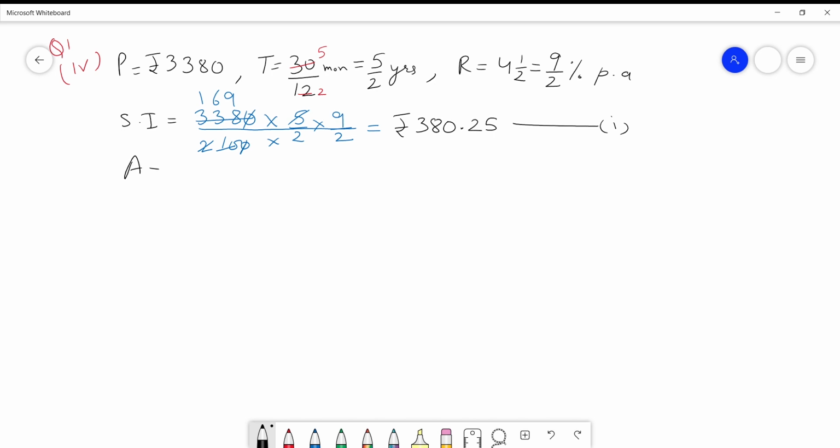Coming to the amount, in amount, I will add the principal as well as the simple interest. And now my amount is rupees 3760.25.